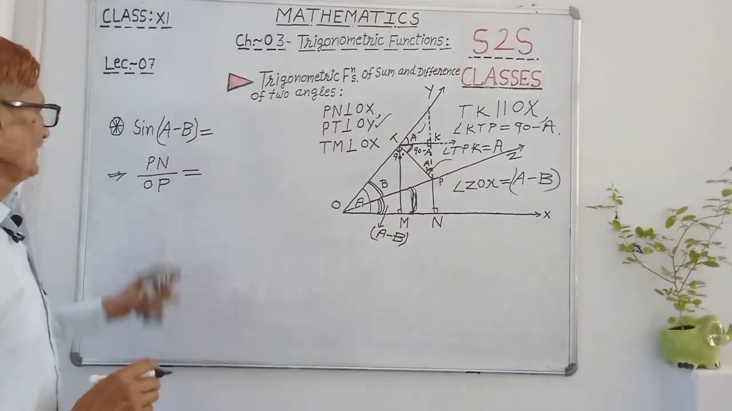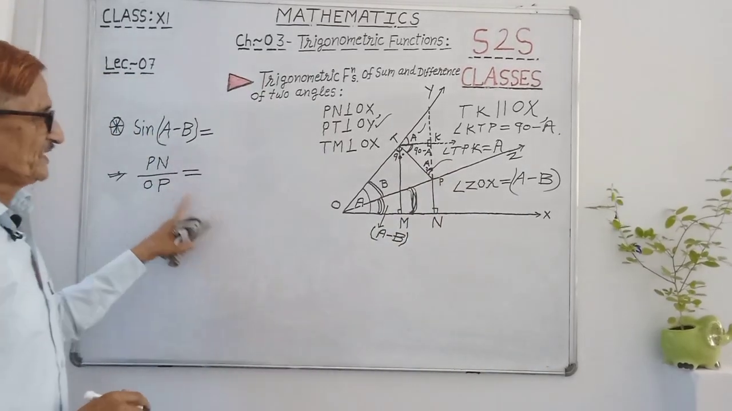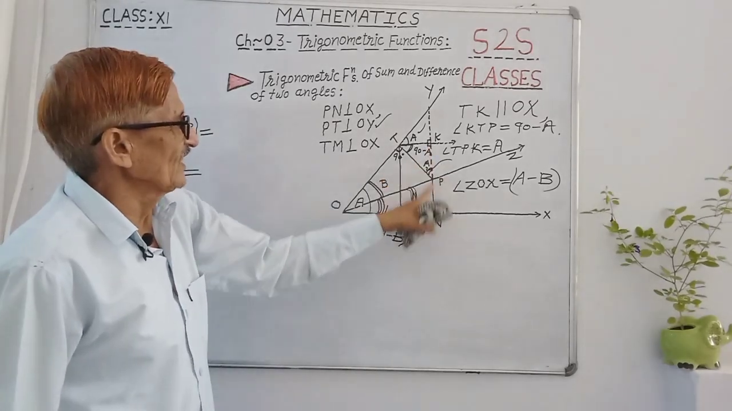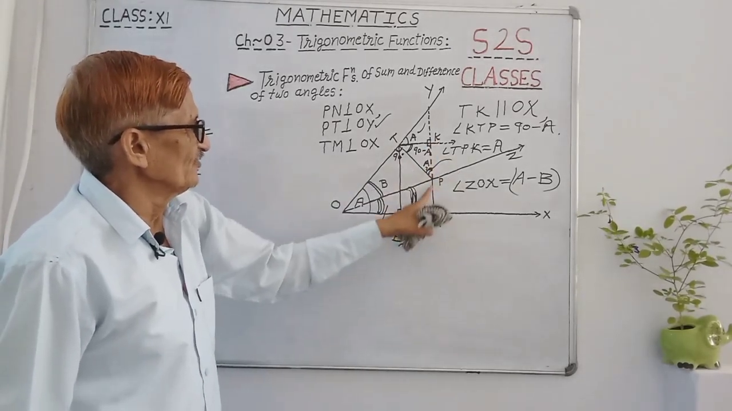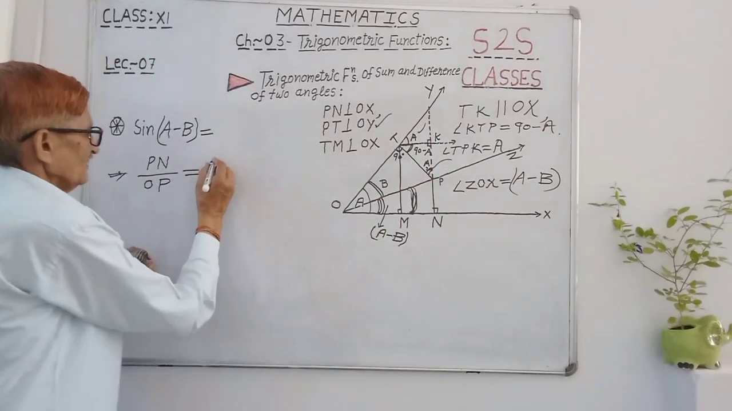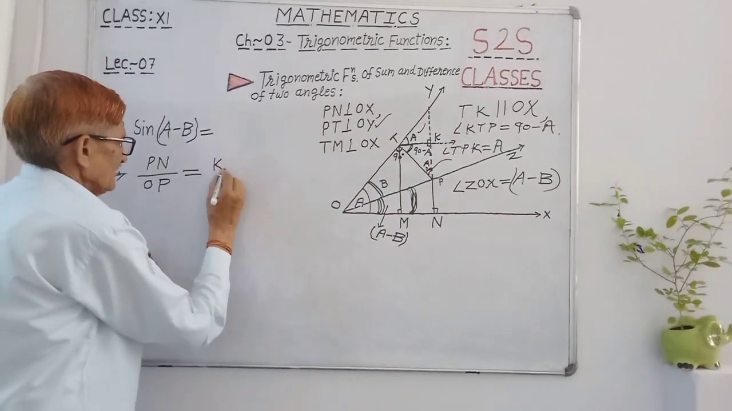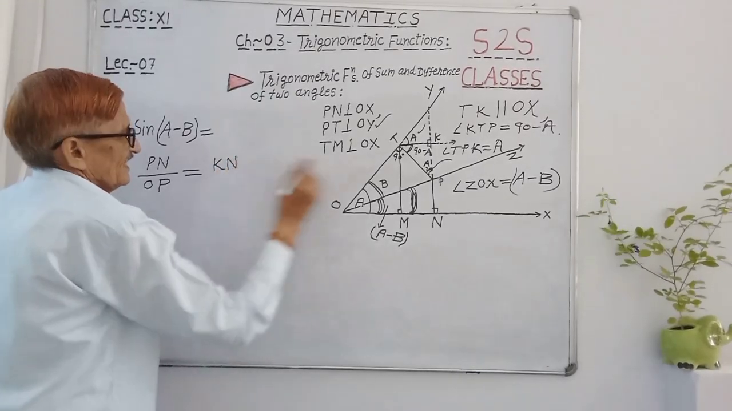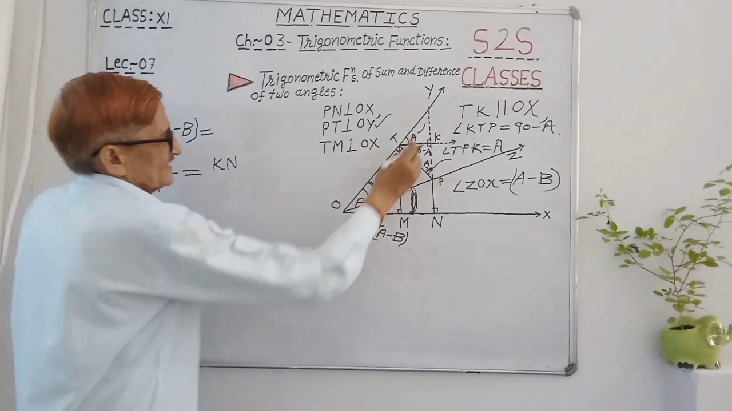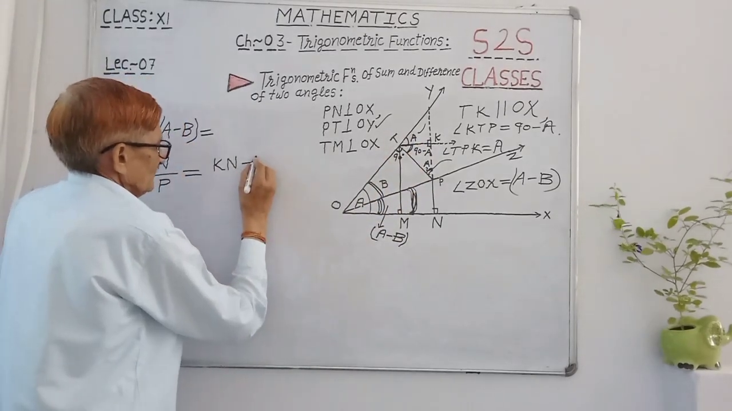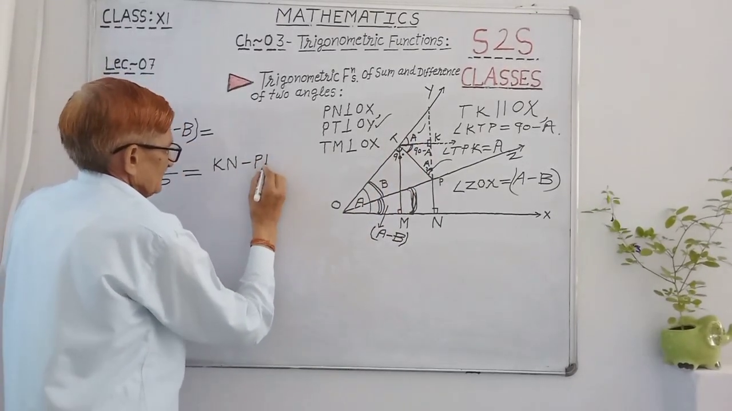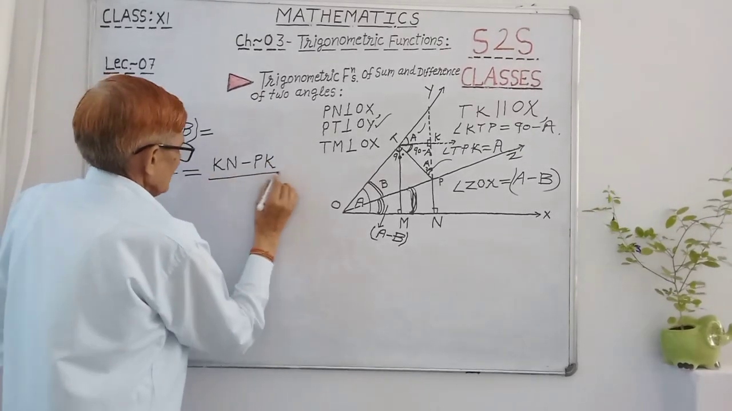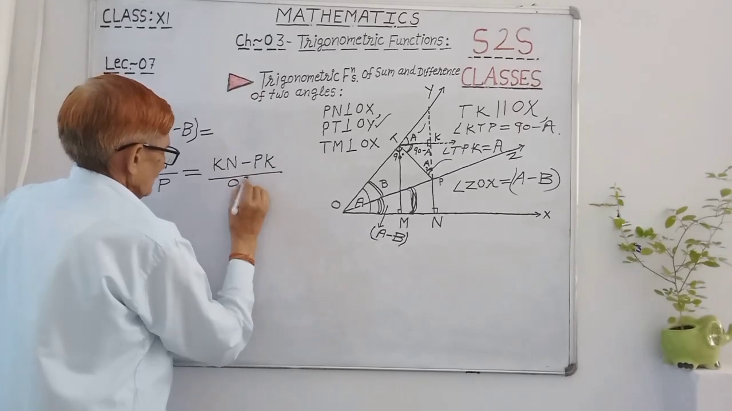Now you see here PN. Where is PN? So PN value, how can we write it? By the figure we can write PN as KN, the full side, minus KP or minus PK, and this we can write divided by OP.